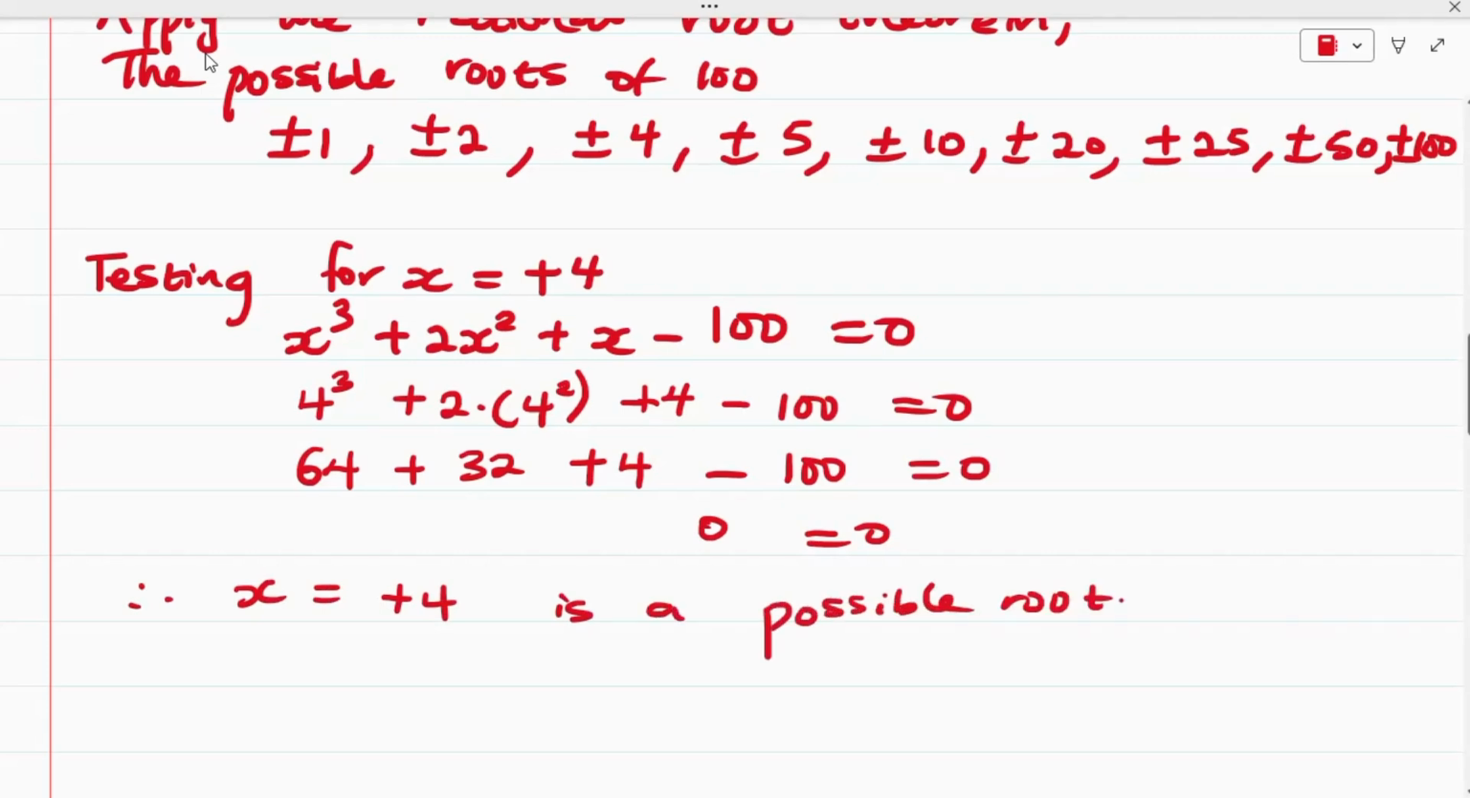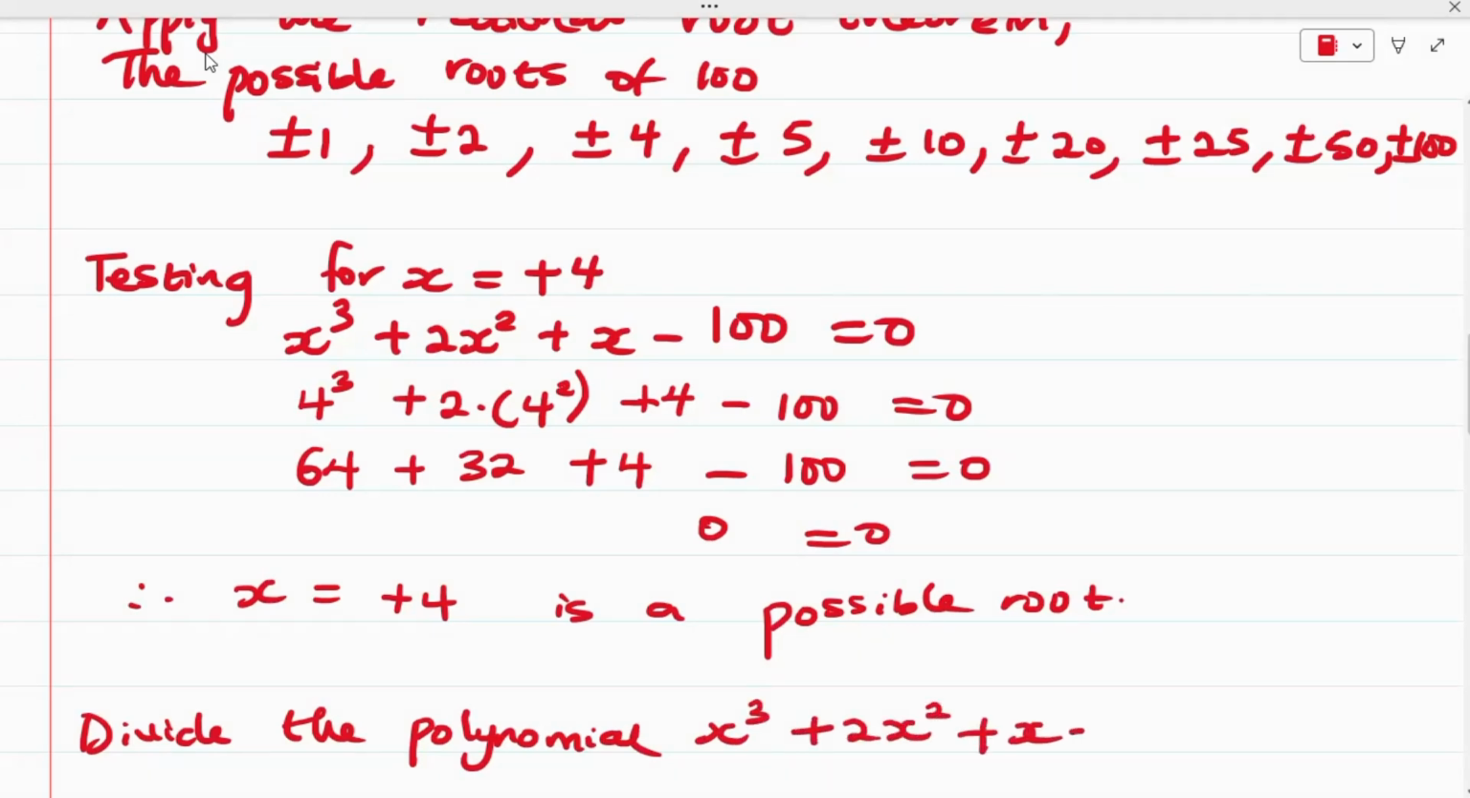So since we already have a root, the next thing we want to do is to simply divide the polynomial, and we have the polynomial to be x raised to the power of 3 plus 2x squared plus x minus 100.